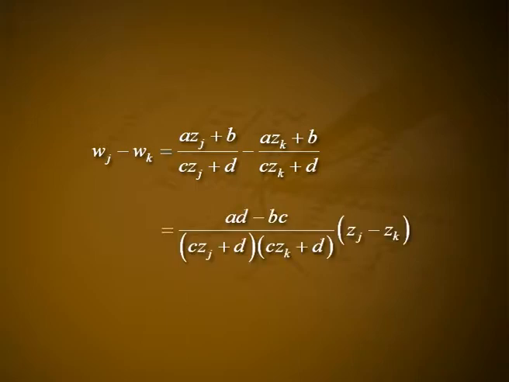= (a zj + b)/(c zj + d) - (a zk + b)/(c zk + d), which is equal to (ad - bc)/((c zj + d)(c zk + d)) × (zj - zk).